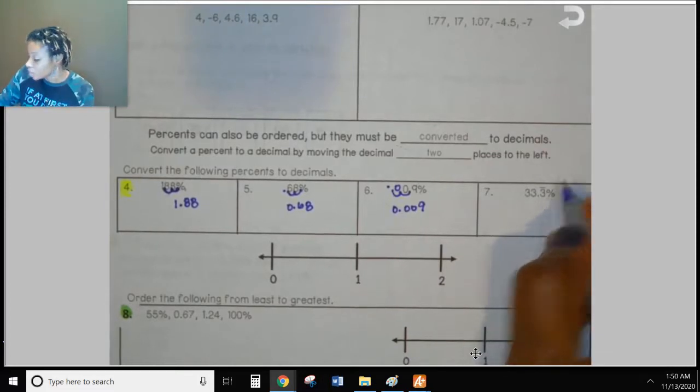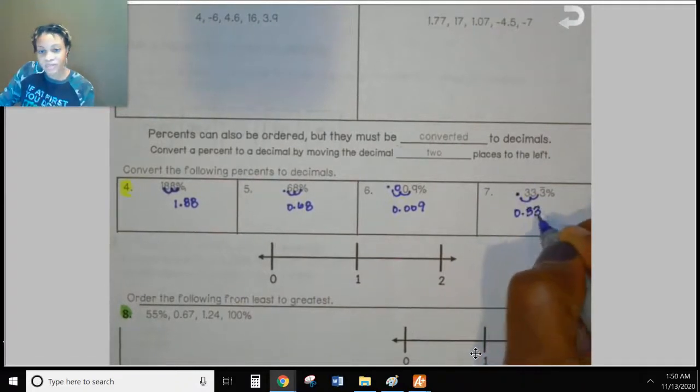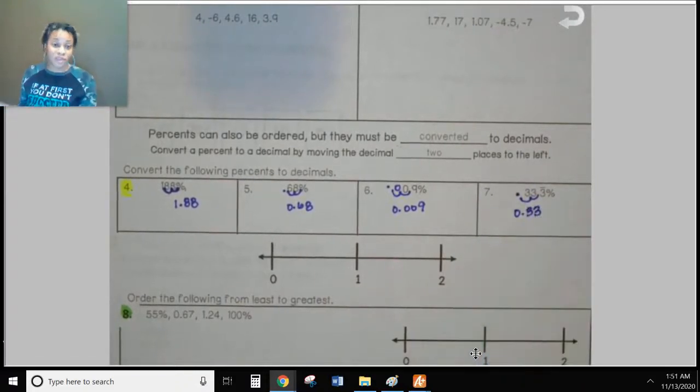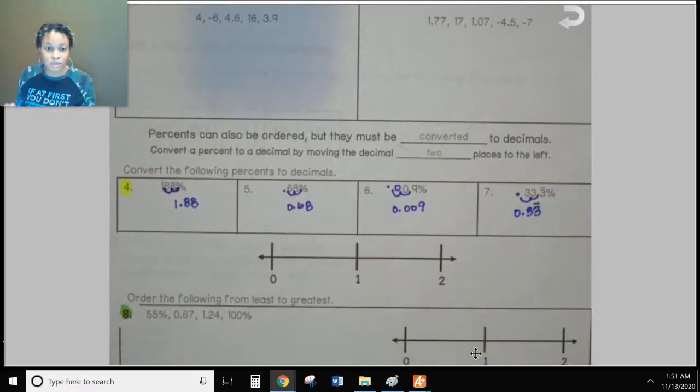33.3%. Again, move it 1, 2. We would simplify this as 33 hundredths. We know that that is a repeating decimal. You see the bar over the 3, so we can do that. So now we've converted everything to a decimal, and hopefully this was easy because we've done it before.